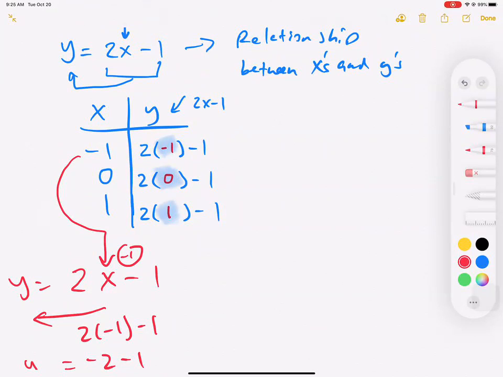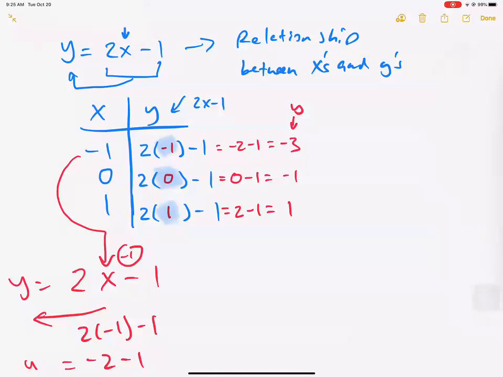So what happens when I plug in -1? -1 times 2 is -2 minus 1 gives me -3. The y value is -3. When I plug in 0, what's 2 times 0? 2 times 0 is 0 minus 1 is -1. What is 2 times 1? 2 minus 1 is +1. Now, let's see what happens when I graph these points.